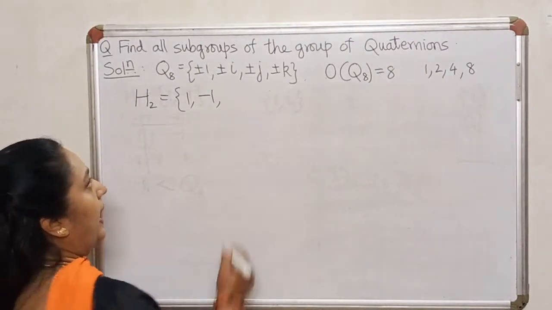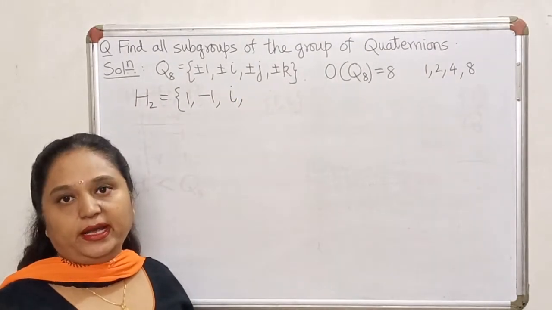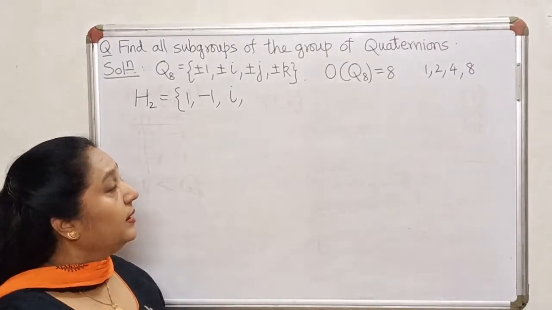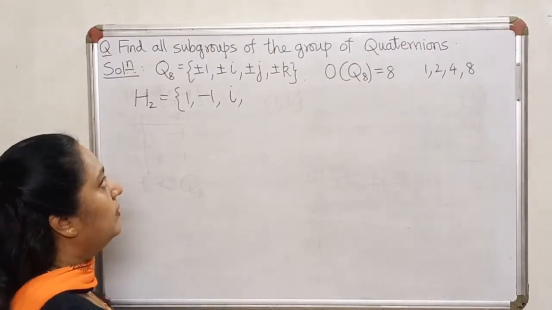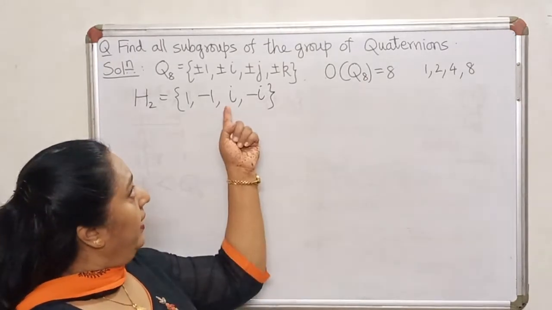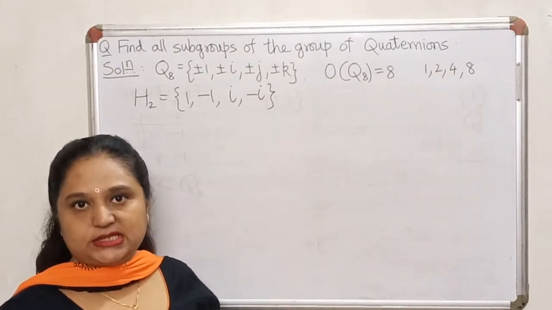Now let's look at i. If I take i as my third element, then the best choice for the fourth element will be the inverse of i, and the inverse of i is -i. So with i, do not try any other combination. It will never give you a subgroup.